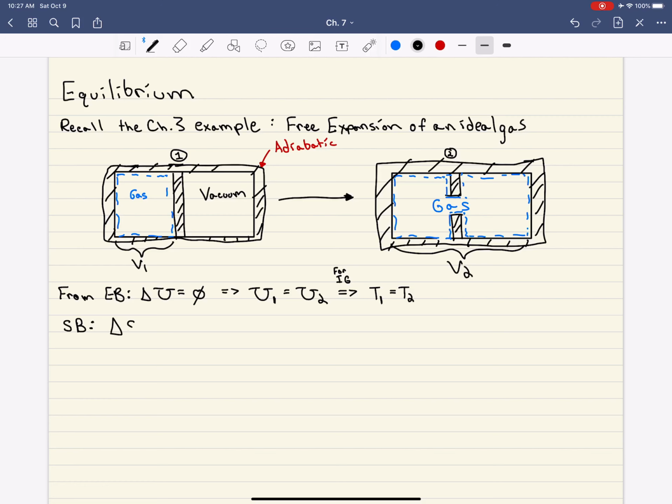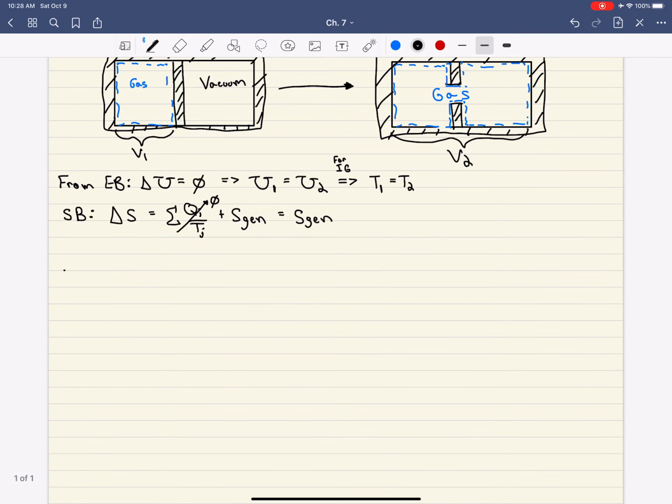From our entropy balance for a closed system, we could start with the difference form. Delta S is equal to the summation of any Q's over temperatures plus entropy generated. This is an adiabatic system, so the Q's are equal to 0. And so what we get is that delta S is just equal to S gen. To figure out delta S, we could write it in terms of the molar entropy. And to figure out the change in molar entropy, we could just apply the fundamental entropy equation.